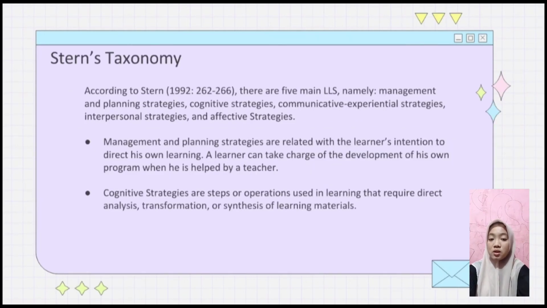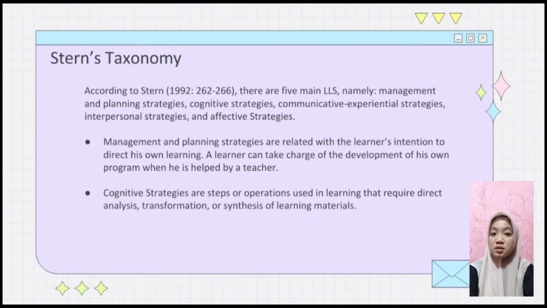Stern's taxonomy. According to Stern, 1992, pages 262 to 266, there are five main language learning strategies, namely management and planning strategy, cognitive strategy, communicative experiential strategy, interpersonal strategy, and affective strategy. Management and planning strategies are related to the learner's attention to direct his own learning. A learner can take charge of the development of his own program when he is helped by a teacher.